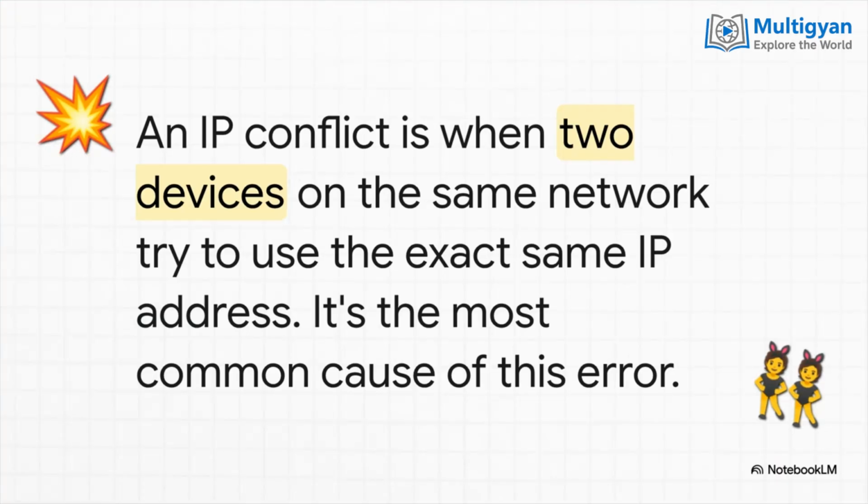An IP conflict is pretty much what it sounds like. Just imagine two houses on the same street having the exact same house number. The mail carrier would be completely lost, right? They wouldn't know where to deliver the mail. Well, it's the exact same idea on your network. When two different devices try to claim the same IP address, your router gets confused and has no idea where to send the internet traffic.